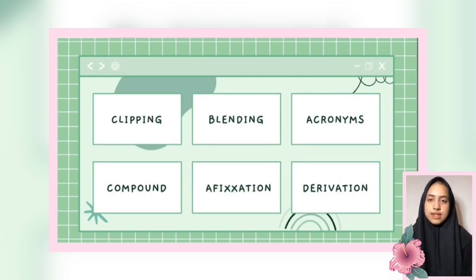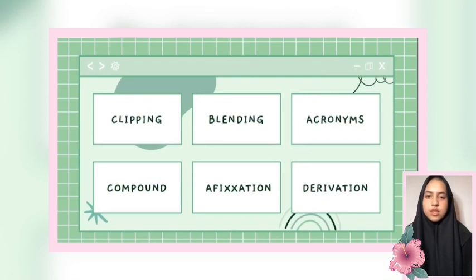Fourth one is compound. Compounding forms a word out of two or more root morphemes. The words are called compound or compound words. For example, doghouse, fireplace, mailman, and others. Next is derivation. Derivation is the creation of words by modification of a root without the addition of other words. Often the effect is a change in part of speech.